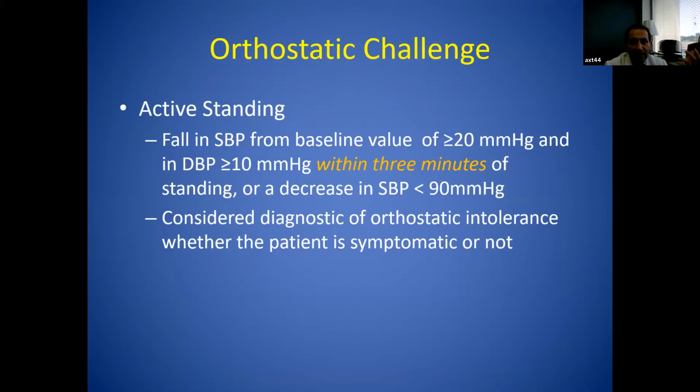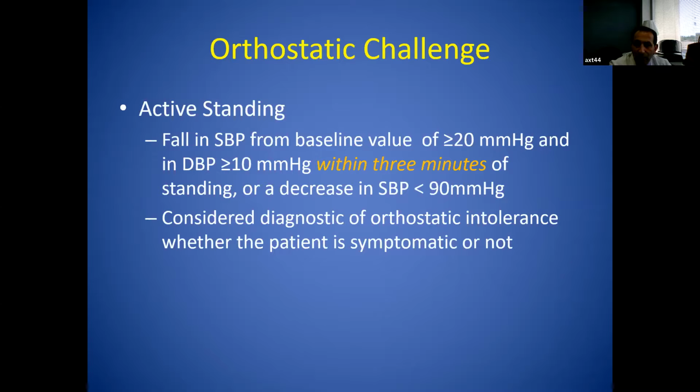An orthostatic challenge: you can measure the patient's blood pressure in the supine, the seated position, and the standing position. If you notice a drop in the systolic blood pressure of greater than 20 millimeters of mercury, or diastolic drop more than 10 millimeters of mercury, and that happens within 3 minutes of standing, that's a positive orthostatic challenge. Or if you have a decrease in the systolic blood pressure to less than 90.